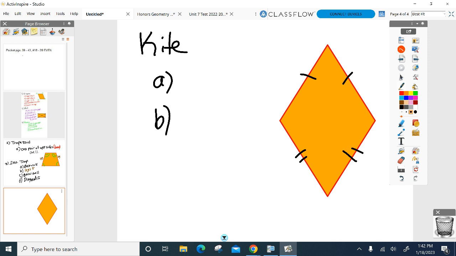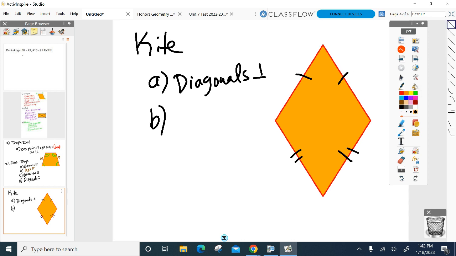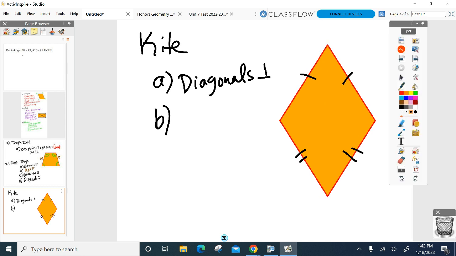All right, what do you got? There could be more, but diagonals are perpendicular. One of the diagonals bisects 2 angles, like the one between the non-congruent. The longer diagonal bisects the shorter one. And it's in.